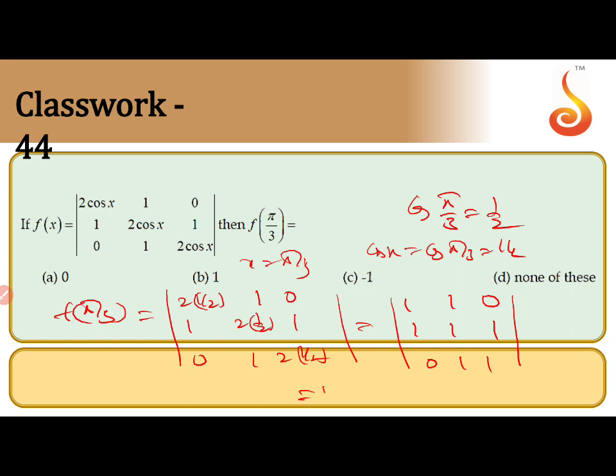Find the value of the determinant. This is a simple question only, so let us simplify here. 1 into 1 minus 1, minus 1 into 1 minus 0, next 0. So that means minus 1 is the answer. Option C is the answer. Clear this one? So check the answer whether correct or wrong.